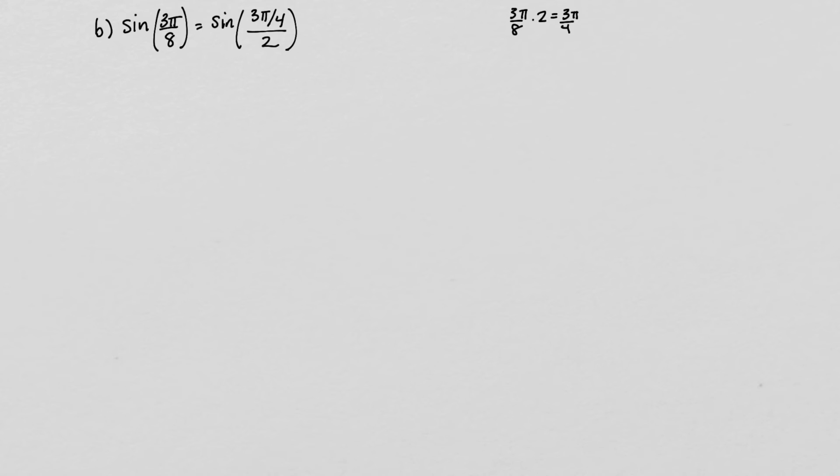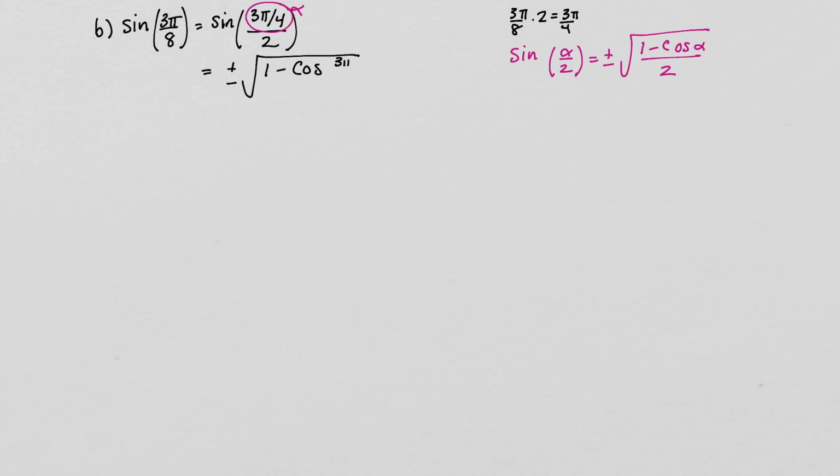Just like before, we need the formula from the sheet. So the sine of alpha over 2, again, it has this plus minus part: plus minus the square root of 1 minus the cosine of alpha, all over 2. If I use that here, we want to first figure out what alpha is. Remember, alpha here is this 3 pi over 4. So this is going to be plus or minus the square root of 1 minus the cosine of 3 pi over 4, all over 2.